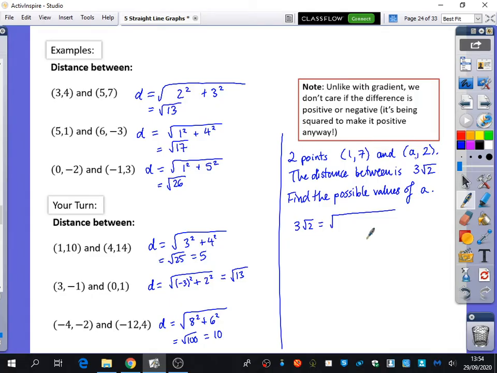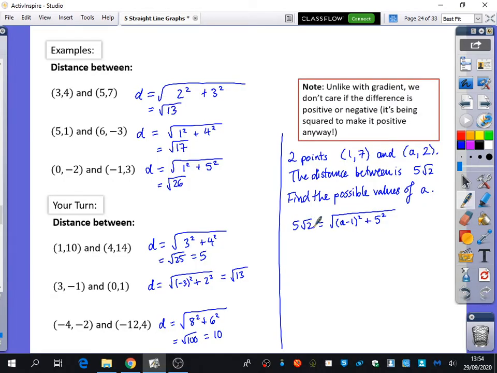Which one do you think we're more used to seeing, 1 minus a or a minus 1? A minus 1. I prefer a minus 1, so I'm going to go with a minus 1, and I'm going to put it in brackets like this, a minus 1 squared. And then the difference between the y coordinates is 5, so I have 5 squared. I think I might actually change this. Instead of 3 root 2, guys, would you just change it to 5 root 2, please? Otherwise, I think I might have created an impossible question.